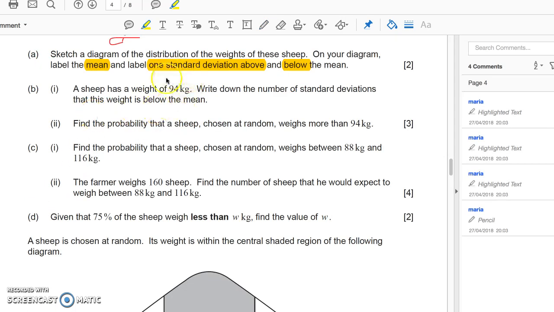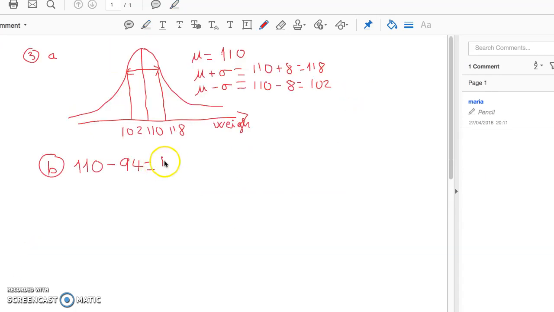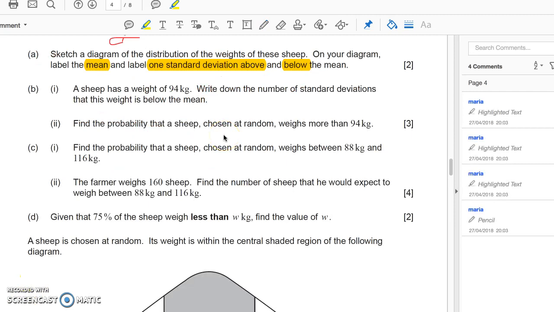Question B. A sheep has a weight of 94 kilos. Write down the number of standard deviations that this weight is below the mean. So that's 16 from the mean, but they want to know how many standard deviations. Standard deviation is 8, so divided by 8, that makes 2. So 2 standard deviations away from the mean. That's the solution to B.